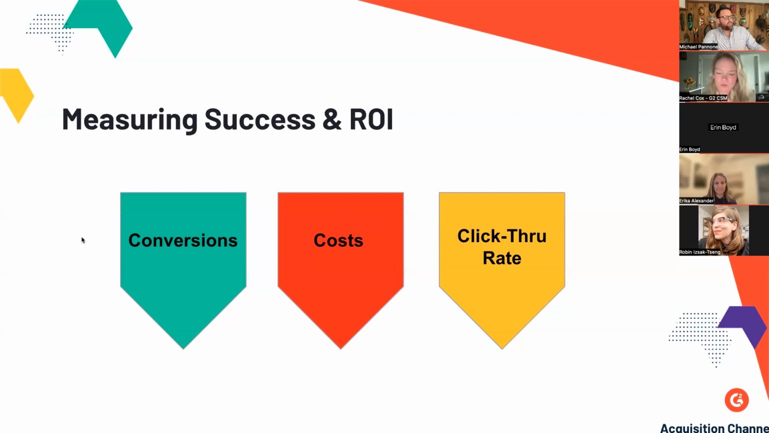When we were going through this, we landed on the 3 C's. The things that you measure to understand and illustrate the ROI of intent data are conversions, costs, and click-through rate. So we'll run through this really quickly.